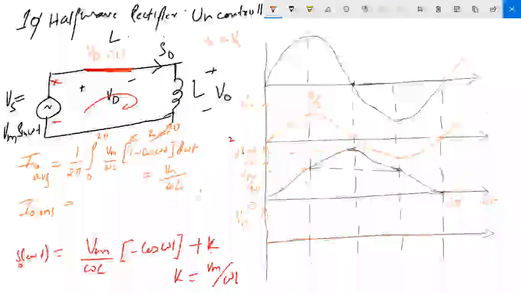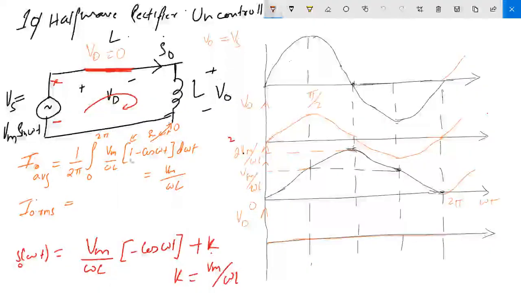So what about your conduction angle? Conduction angle gamma d. Conduction angle will be 2 pi because the diode conducts completely from 0 to 2 pi. So your conduction angle is 2 pi. Okay, this is the L load.